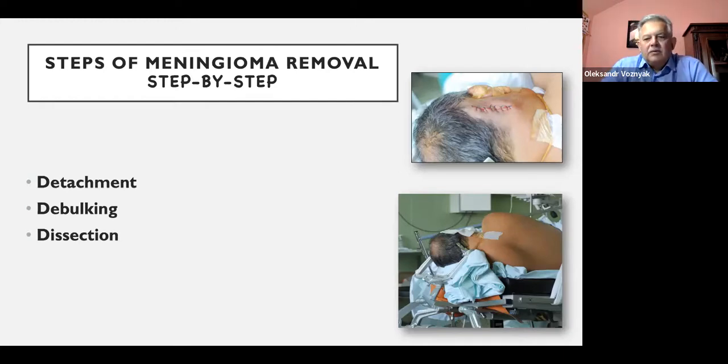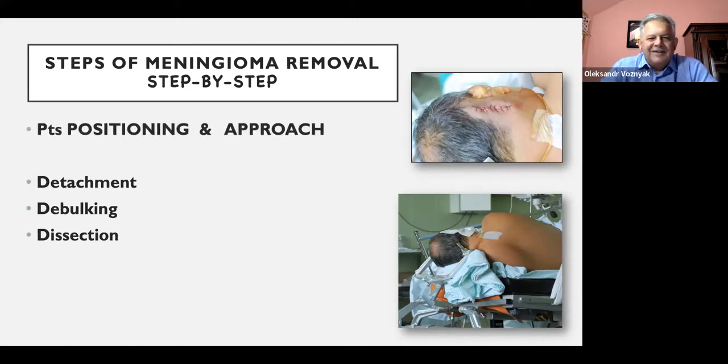Classically, I was taught, and the majority of you were taught, that there are three main steps for meningioma removal: tumor detachment, tumor debulking, and tumor dissection. Yes, but I'd extend this D classification a little bit, and in the first position, I'd put the positioning of the patient and the approaches. Before surgery, we must think about it. Why? We will discuss a little later.